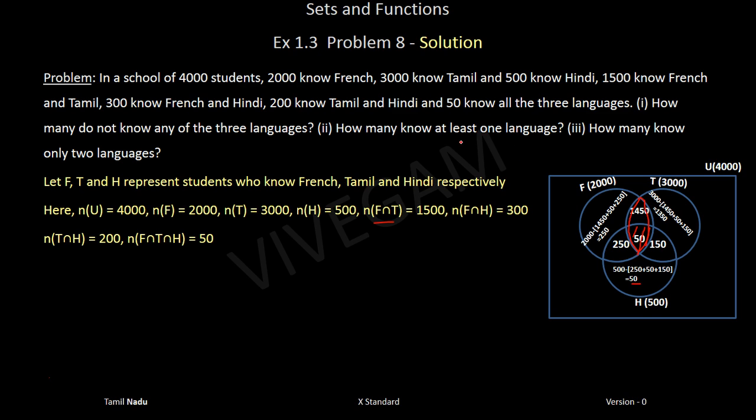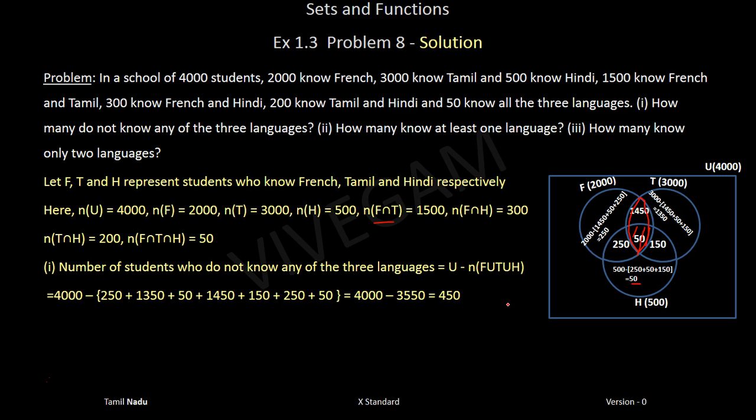Now we have got the answer for all these, at least one. Next, how many do not know any of the 3 languages? We have marked all these things. So how many of them know at least one language is the sum of all these together. The total is 4000, right? So you add up all these things: 250 plus 250 plus 50 plus 50 plus 150 plus 1350 plus 1450. That is what I listed out here.